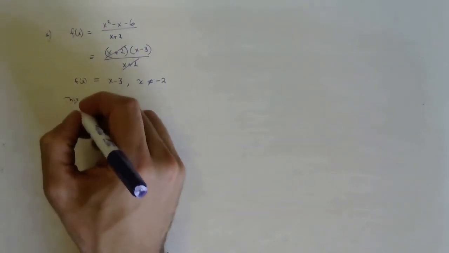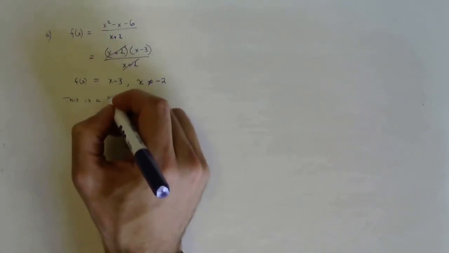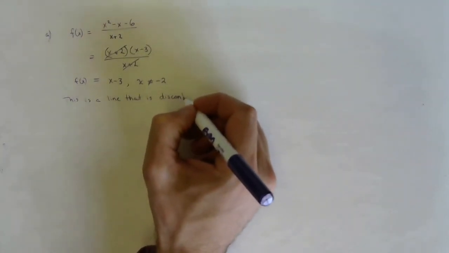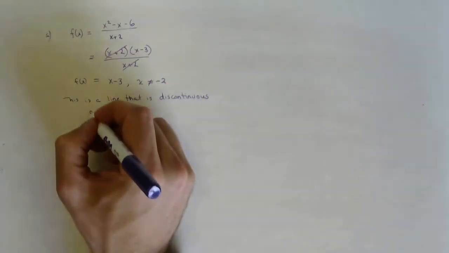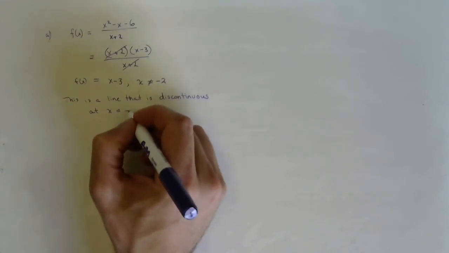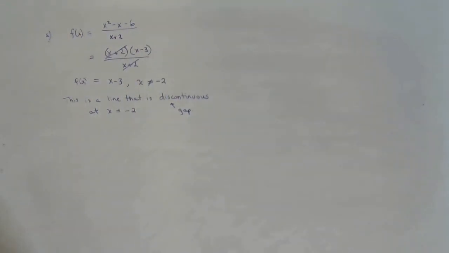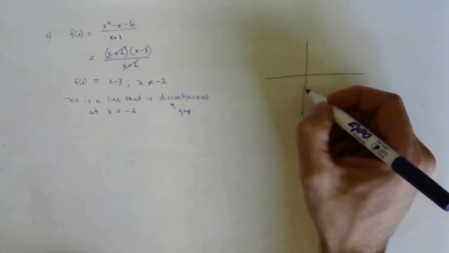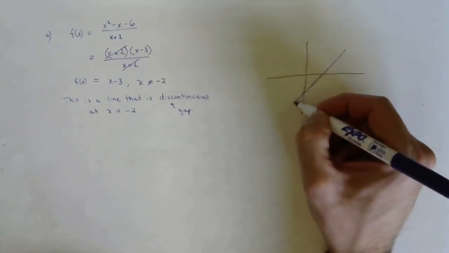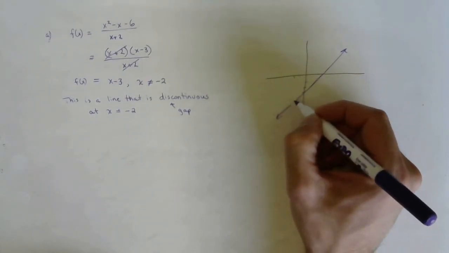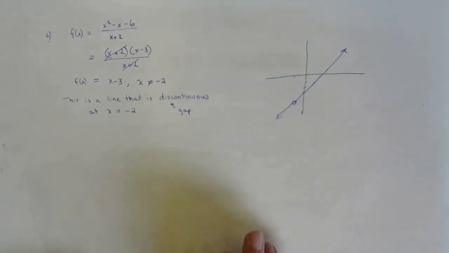This is a line that is discontinuous at x equals negative 2. Basically it means there's a gap. Okay, so when you sketch this line, it's just the line x minus 3, but there's a gap at x equals negative 2. And on the graph, you indicate that just by a little circle, an empty circle, a hollow circle.